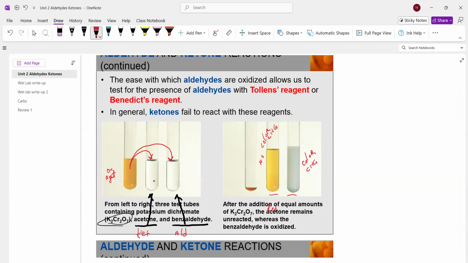Now we're going to be doing tests like this in wet labs. In fact, the lab next week is on alcohols, and you're going to be oxidizing and reducing alcohols in that lab. So we'll be doing something similar to this. Now we're going to be learning about the Tollens test and the Benedict's test a lot. You're going to need to know those reactions, and I'll be going over those in detail. But those are the main reactions used in both carbohydrates, aldehydes, ketones, and alcohols.